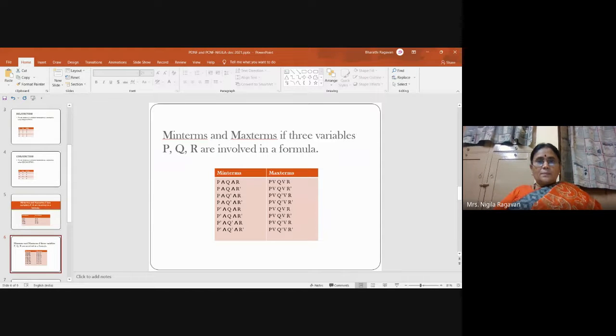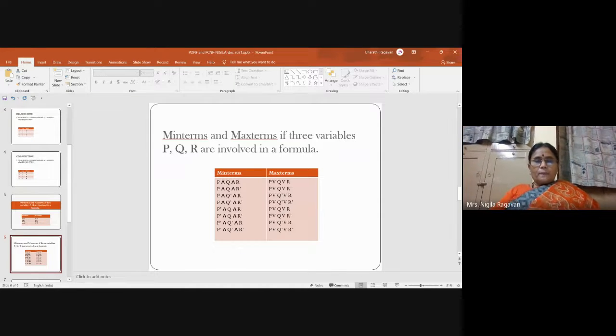What are the min terms and max terms if three variables P, Q, R are involved in a formula? There are three variables. The first place is occupied by P or P dash, the second place by Q or Q dash, and the third place by R or R dash. So 2 into 2 into 2, 2 cube, that is 8 possibilities. So there are 8 possible min terms and 8 possible max terms.